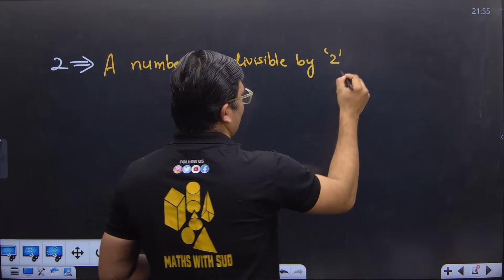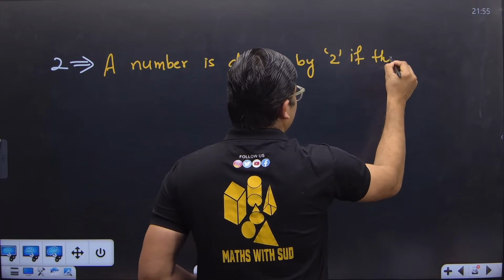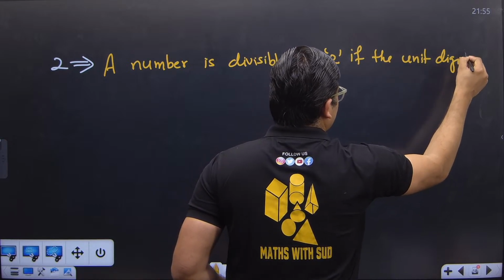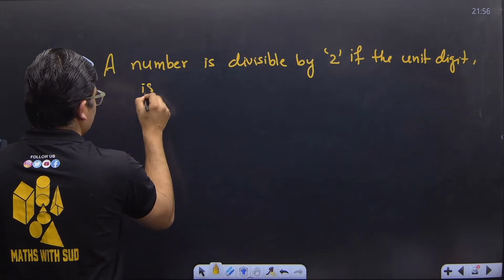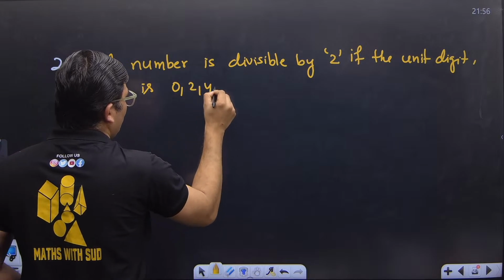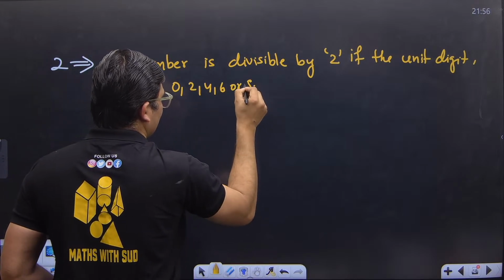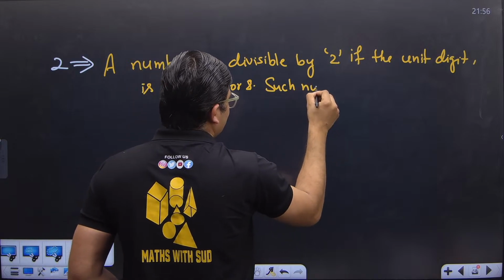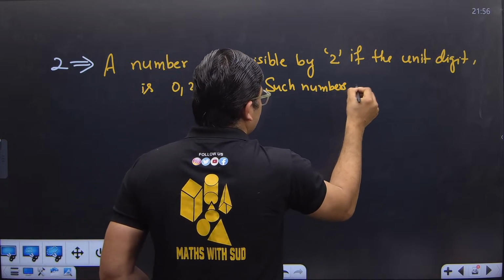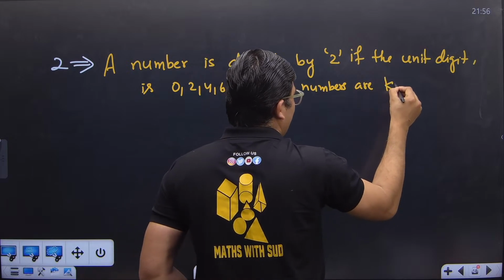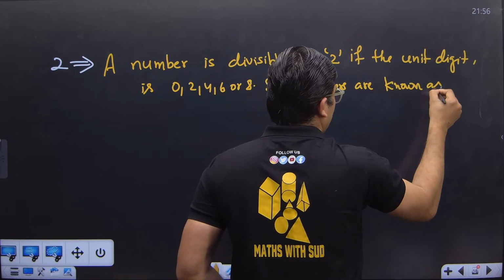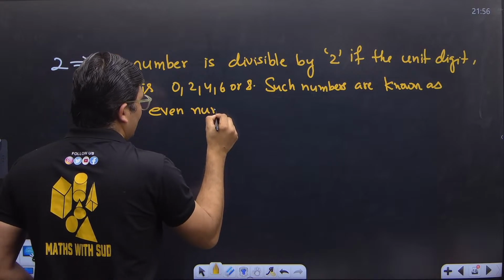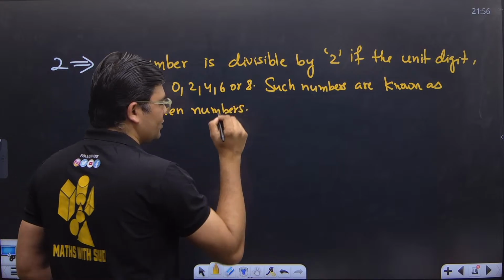A number is divisible by 2 if the unit digit is 0, 2, 4, 6 or 8, and then we will write such numbers are known as, क्या बोलते हैं उन्हें हम बेटा? Even numbers. They are known as even numbers.